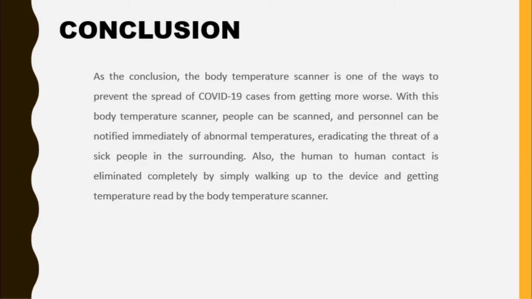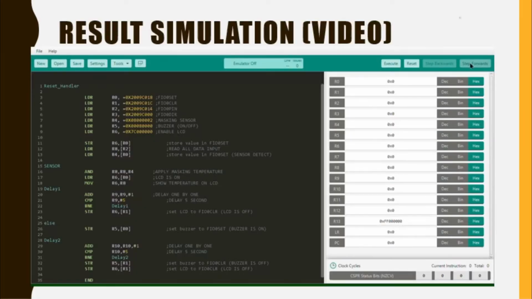The body temperature scanning is one of the ways to prevent the spread of COVID-19 cases from getting worse. With this body temperature scanner, people can be scanned and personnel can be notified immediately of abnormal temperature, eradicating the threat of sick people in the surroundings. Also, human-to-human contact is eliminated completely by simply walking up to the device and getting the temperature read by the body temperature scanner. We use Proteus to run the program, so this is the video result simulation.